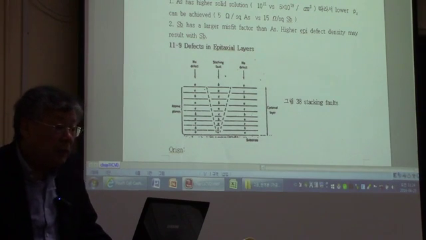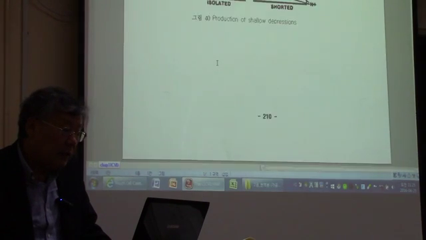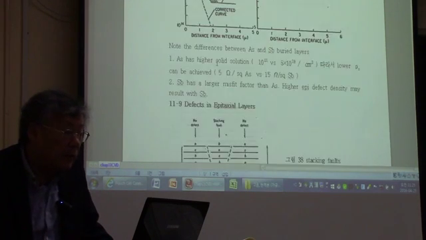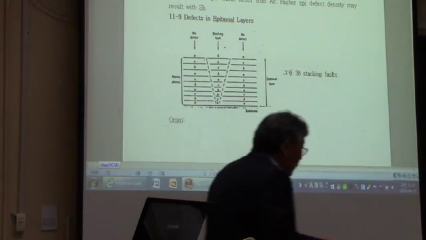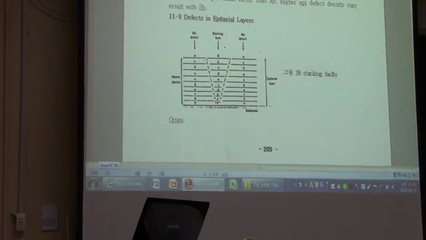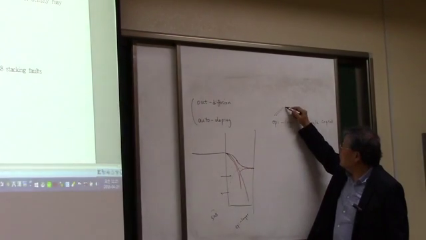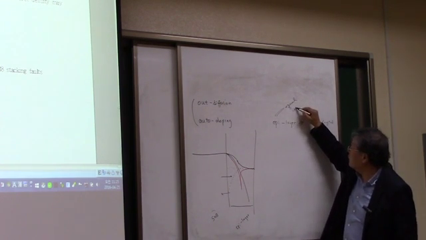Okay, defects in the epitaxial layer. Let me just finish this defects thing and close today's lecture. Okay, the defects in the epitaxial layer. You see, the epi layer is supposed to be a single crystal, like the texture of the substrate. Epi means equal, right? So you have the same, equal, same things like this.